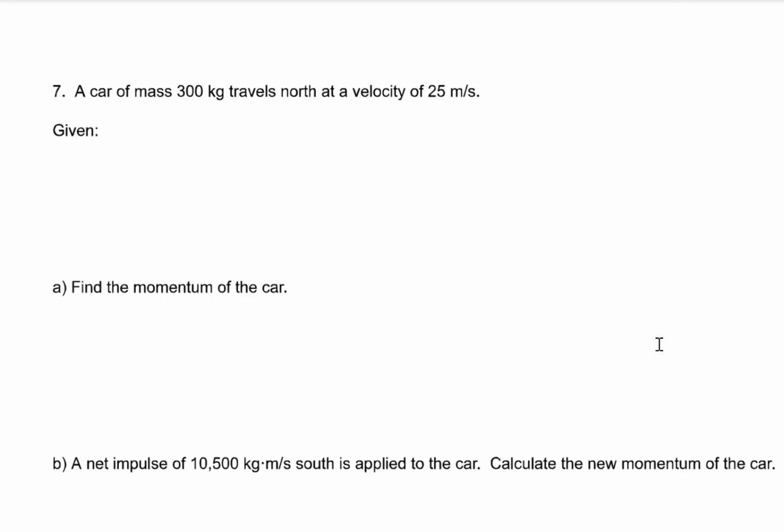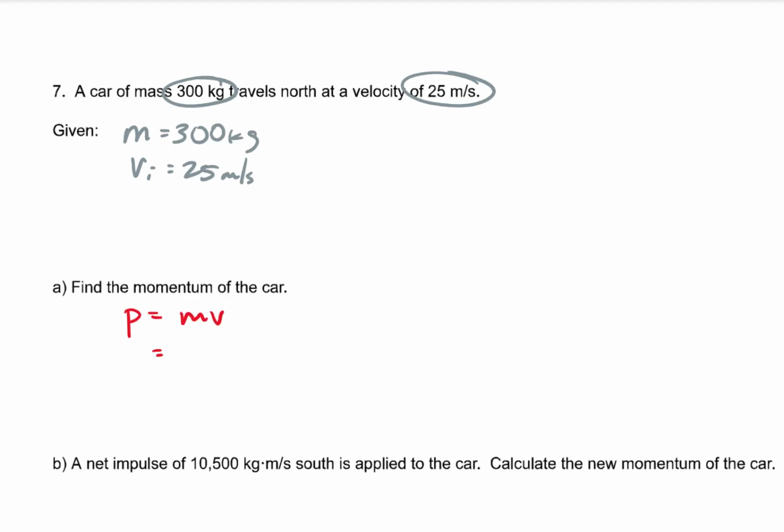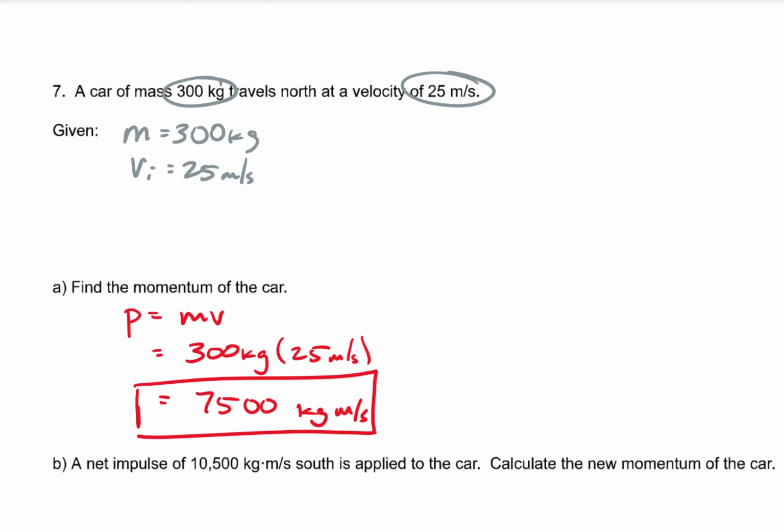A car of mass 300 kilograms traveling north with a speed of 25 meters per second. So I am given that my mass is 300 kilograms. I am given that my initial speed is 25 meters per second. We need to keep in the back of our head that that's going to be to the north. So if I want to find the momentum of the car, mass times velocity, so 300 kilograms times 25 meters per second gives me a momentum of 7,500 kilogram meters per second. There's our momentum.